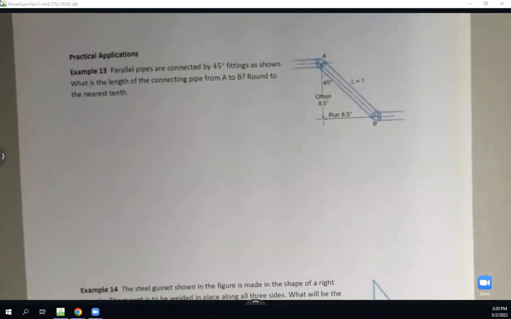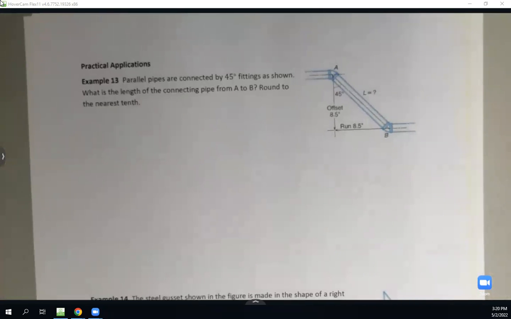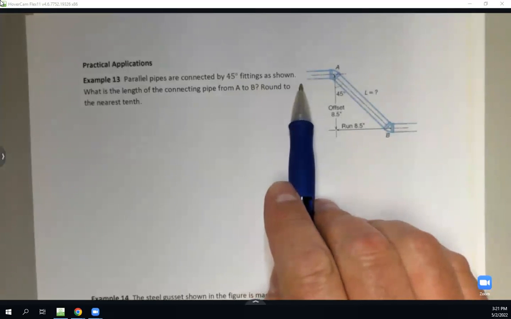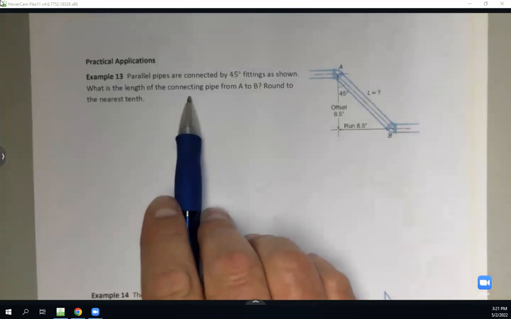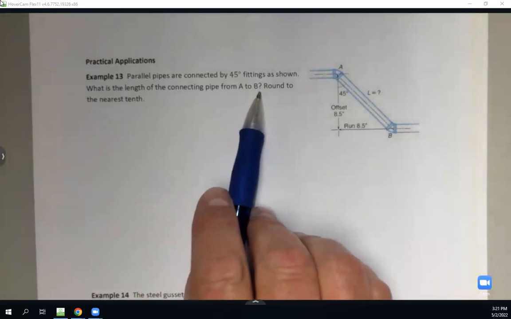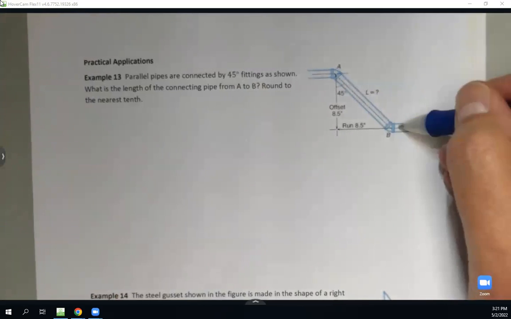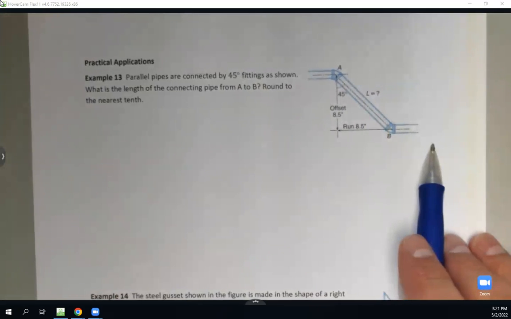So practical applications, parallel pipes. Parallel pipes are connected by 45-degree fittings as shown. What is the length of the connecting pipe from A to B, rounded to the nearest tenth? So this would be maybe something you would have to figure out if you're a plumber, right? So you got a pipe here and you got a pipe here, and those pipes are parallel.